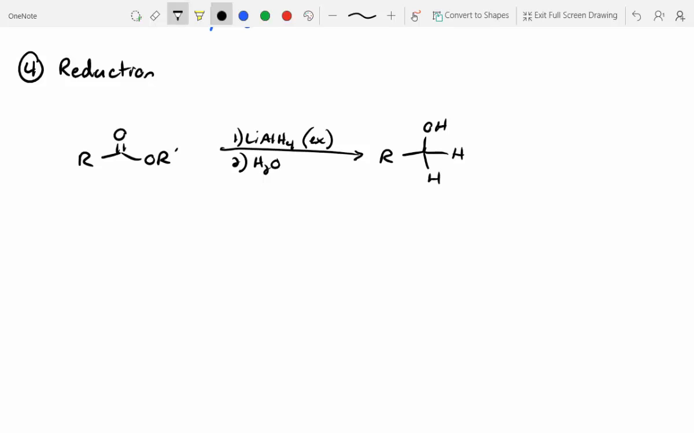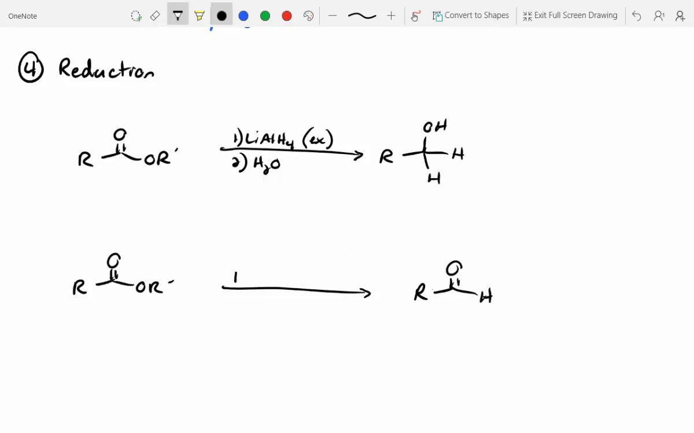However, what if we want to go from an ester to an aldehyde? What do you guys think a solution might be? Yeah, so we might want to use a bulky hydride source. And in this case, we actually don't use lithium tert-butoxy aluminum hydride. That doesn't work well for esters. We have to use a new reagent.